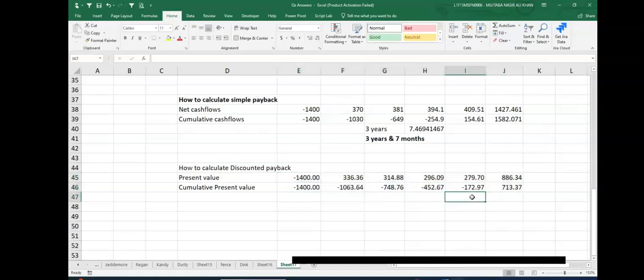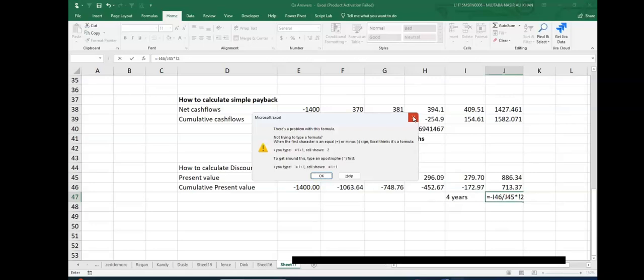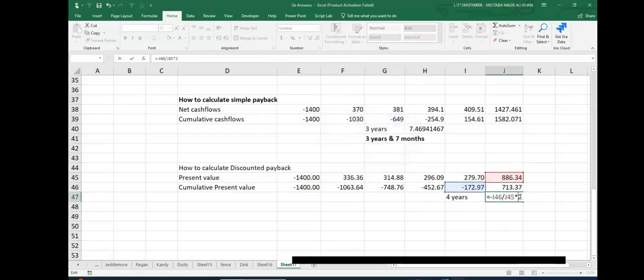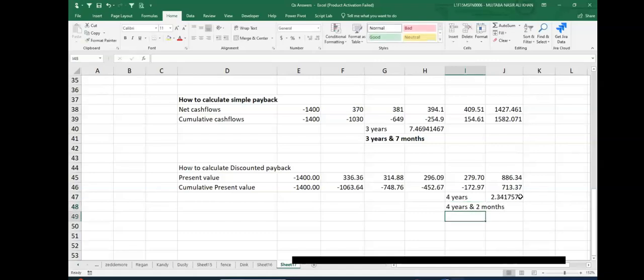So in 4 years, you are unable to recover the money. At the end of the 4th year, you need 172.97, and you got 886.34 into 12. So it is 4 years and 2 months. So that's how you will do it.